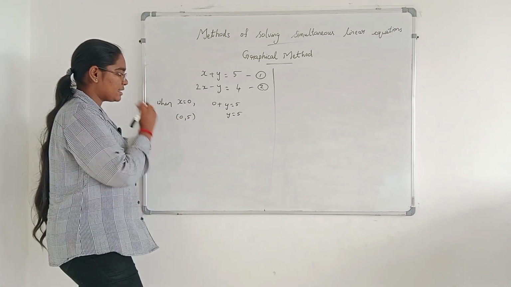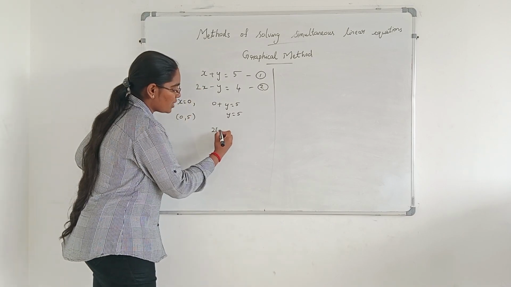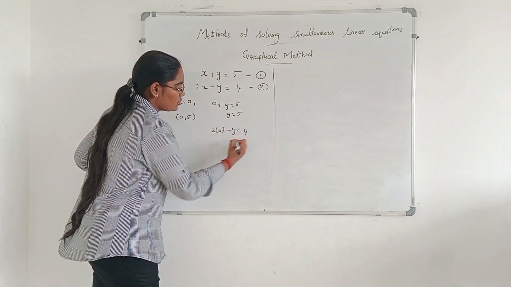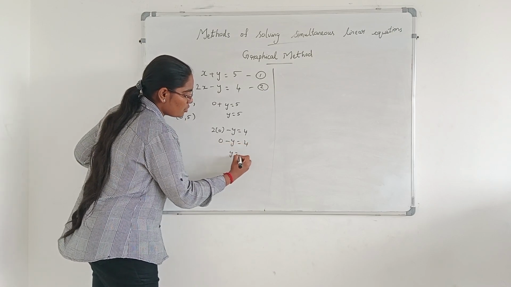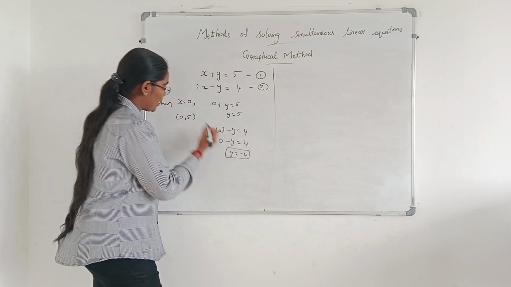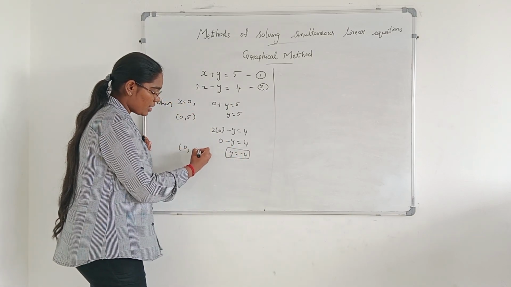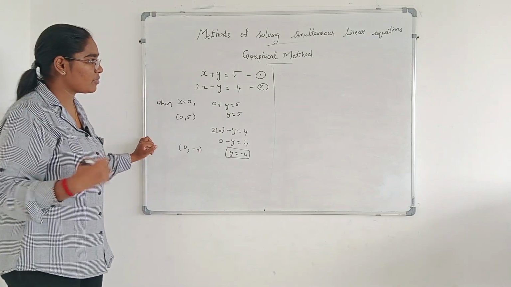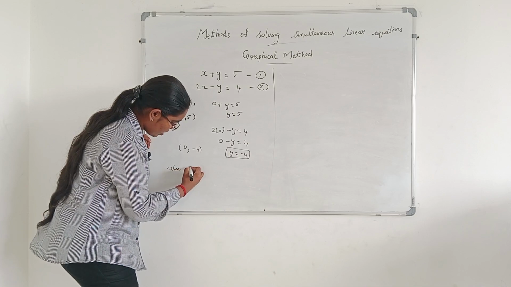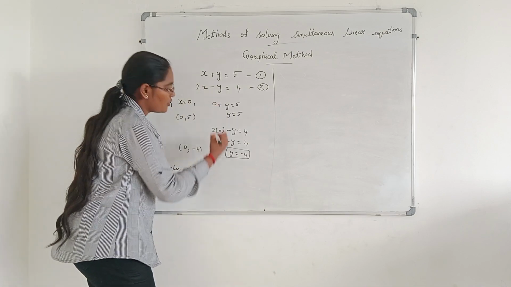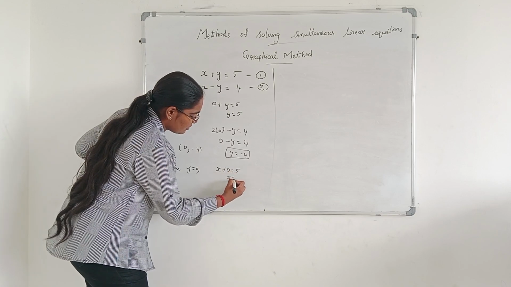In a similar way, when x equal to 0 in equation 2, what will you get? 2 into 0, 0 minus y equal to 4. So y equal to minus 4. The second value is, in the place of x 0, y is minus 4. Am I right? Next, when y equal to 0, what will you get? x plus 0 equal to 5. So x equal to 5.